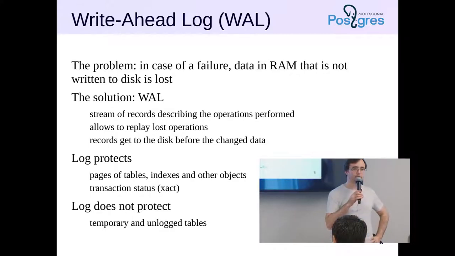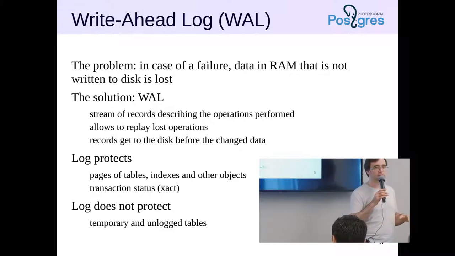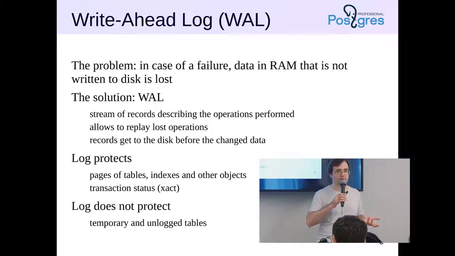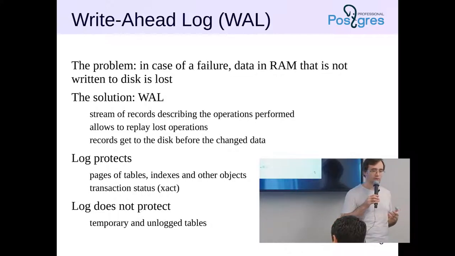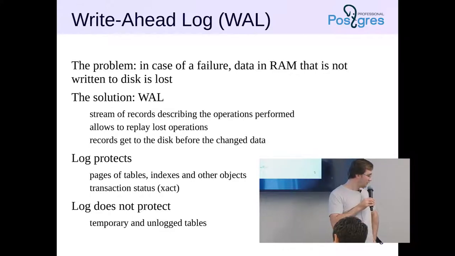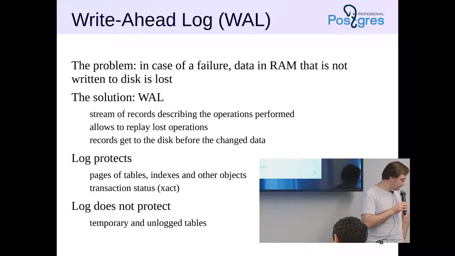So in case of a failure, we have some information on disk, data pages, which are not consistent. Some page may be written at one point of time, another page at another point of time, but we have write-ahead log written to disk, and we can read all records and replay them, make all changes to data pages that happened not to be written to disk. Write-ahead log protects all information that can be changed in operating memory.